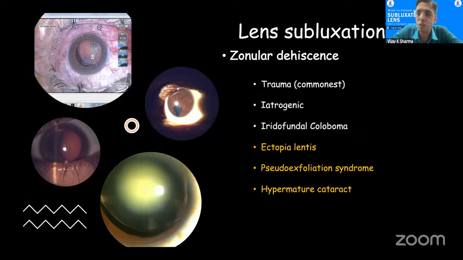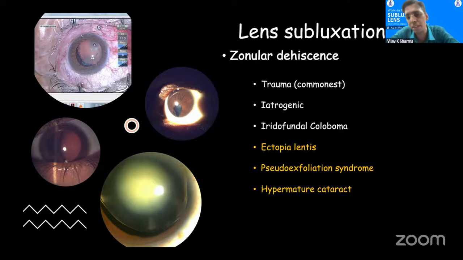Then in cases like iridofundal coloboma, usually the iris is absent inferiorly, also associated with fundal coloboma, and the zonules are also absent in such cases. Now in these three causes, post-trauma, iatrogenic and iridofundal coloboma, the rest of the zonules are good. So this is a non-progressive type of zonular dehiscence and lens subluxation.